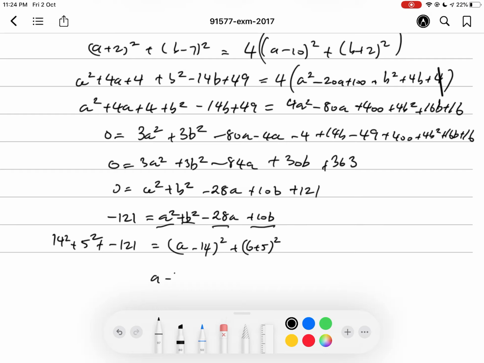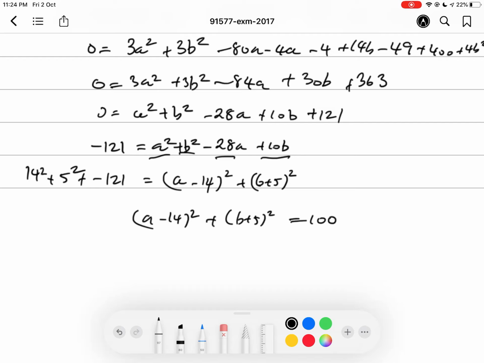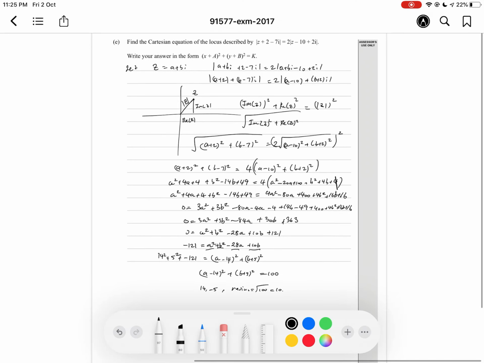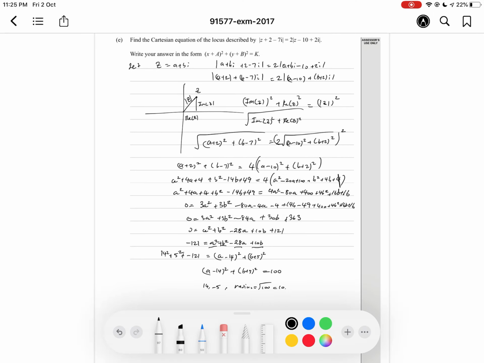So (a minus 14) squared plus (b plus 5) squared equals 100. You can just leave your answer like that, but if you want to be a bit more specific, you can say that the circle has a center of (14, negative 5), and the radius equals, that's not 5, the radius equals the square root of 100, which is 10. Alright, so that's our final answer for this question, okay?